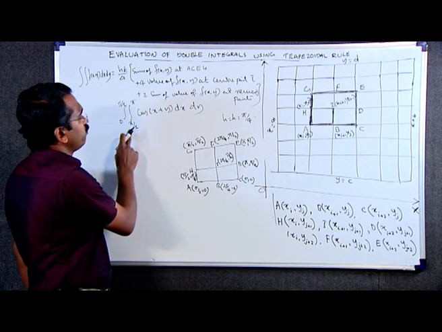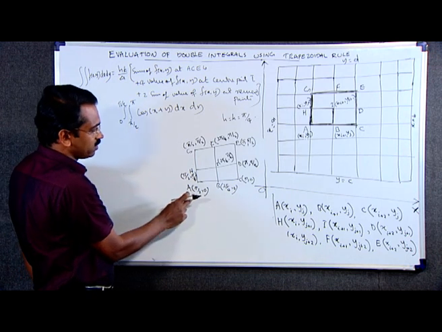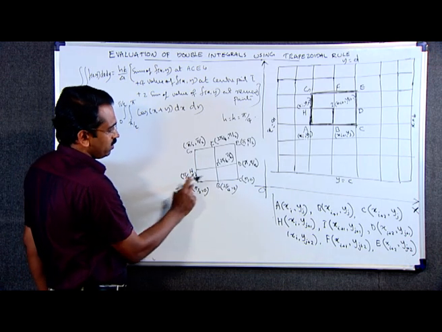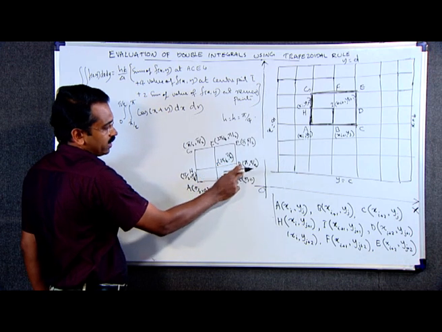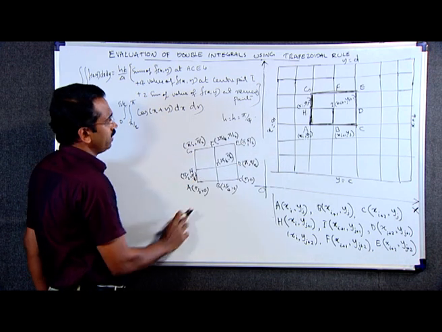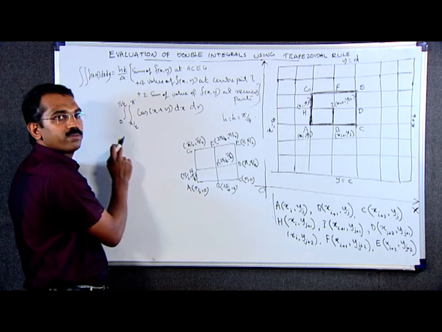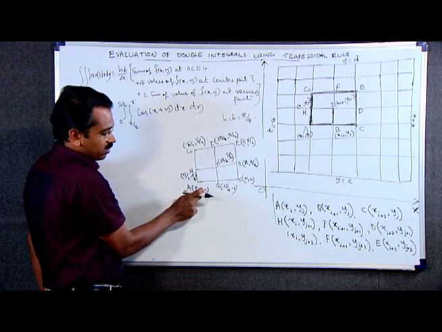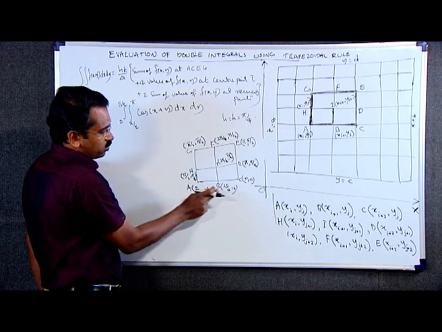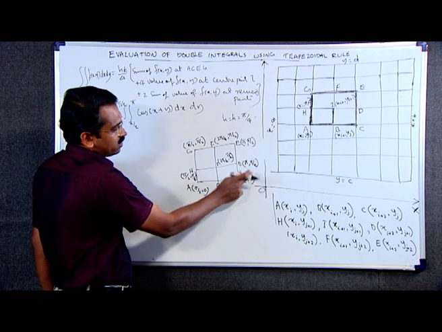Here the variation of x is from pi by 2 to pi, that is pi by 2, 3 pi by 4, and pi, and the variation of y is from 0 to pi by 2. Here the y coordinate is 0, then pi by 2, 0, pi by 2 and 0, pi by 2.